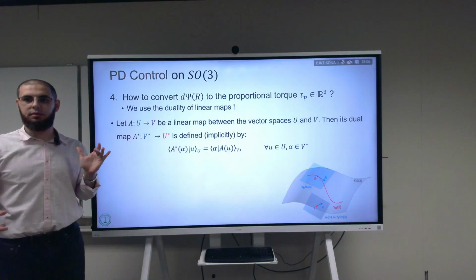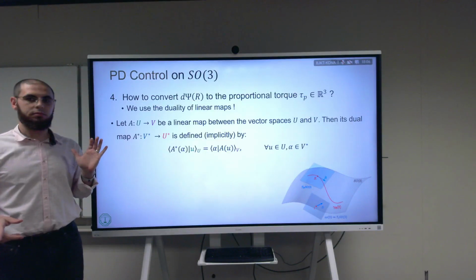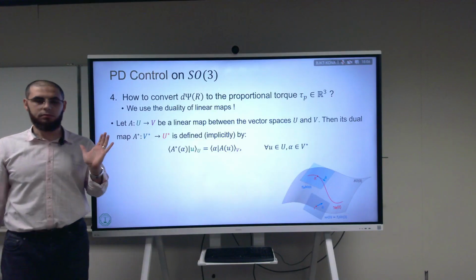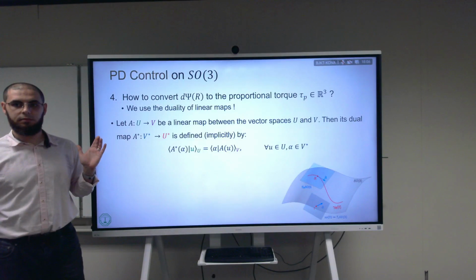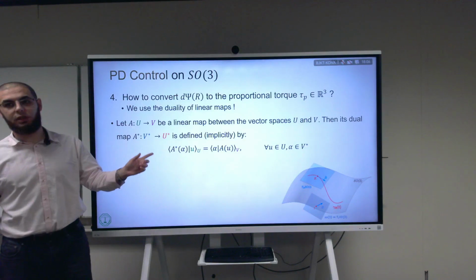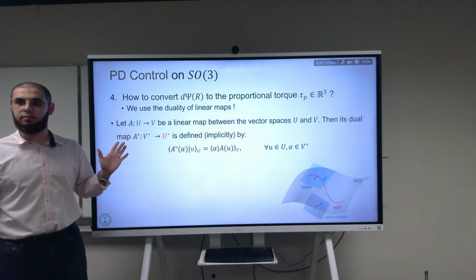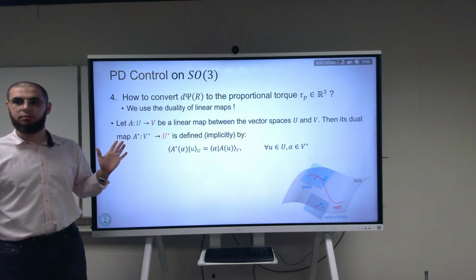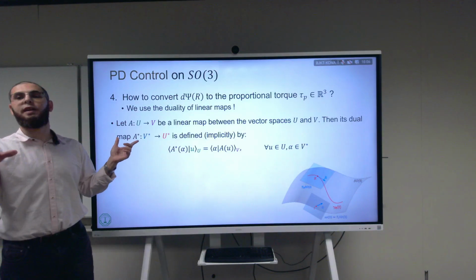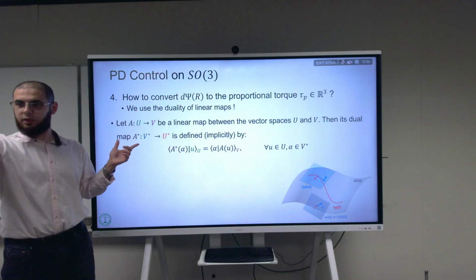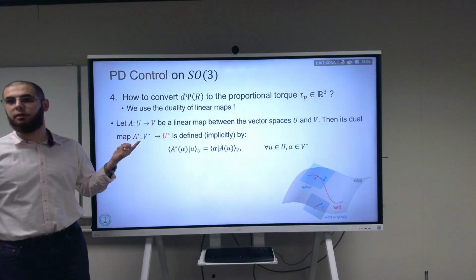Is it always that way, V star to U star, when the original A is U to V? That's the definition of it. You cannot define it the other way around. That's related to the same question, because A is usually not invertible.